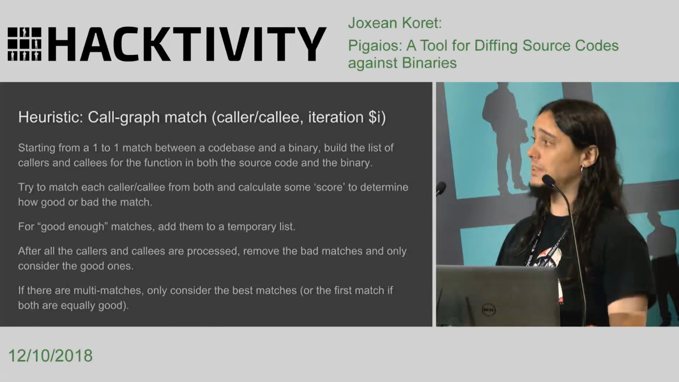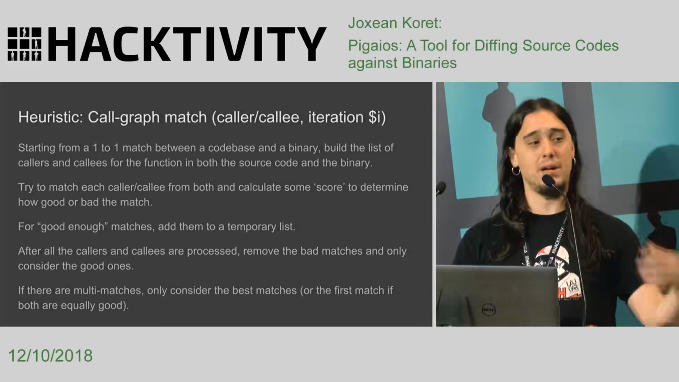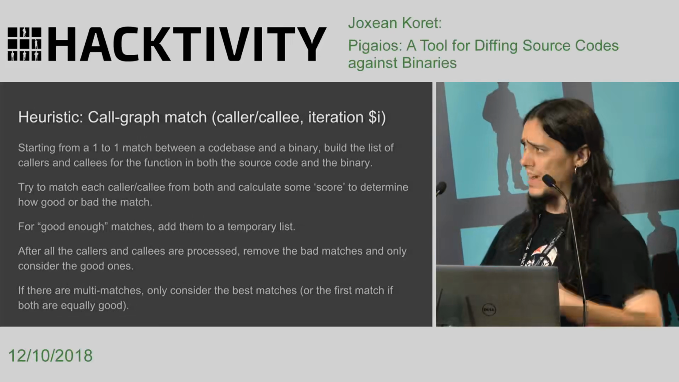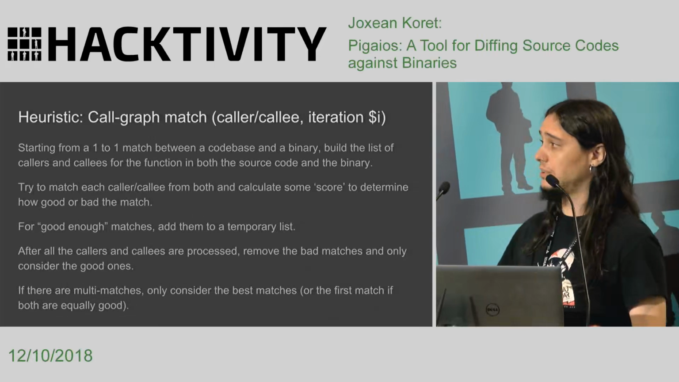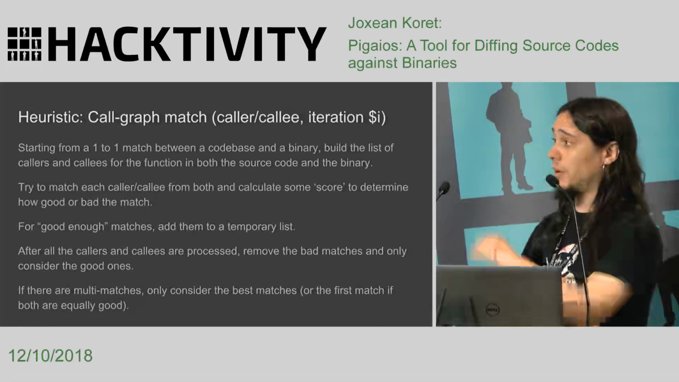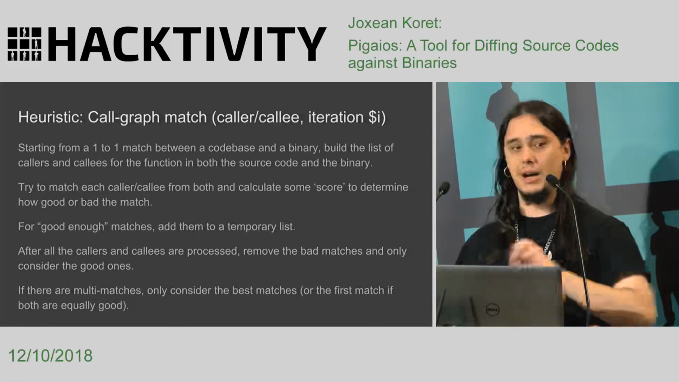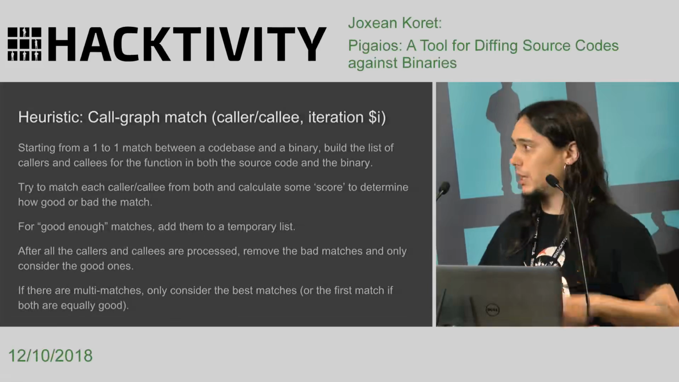Then, for good enough matches, I save them in a temporary list. Then, after all the colors and collies are processed, I remove the bad matches, and only the good ones are saved and considered. If there are multi-matches, like I have Pantheon A and Pantheon A prime and B prime that actually match with the same result, the first result that I had is the only one that I maintain. Probably not correct, but I don't know what to do there.